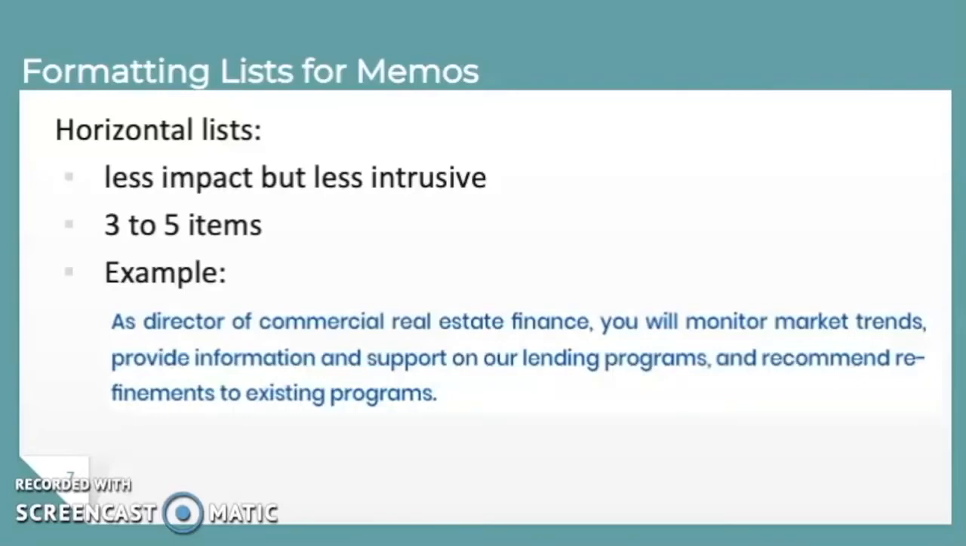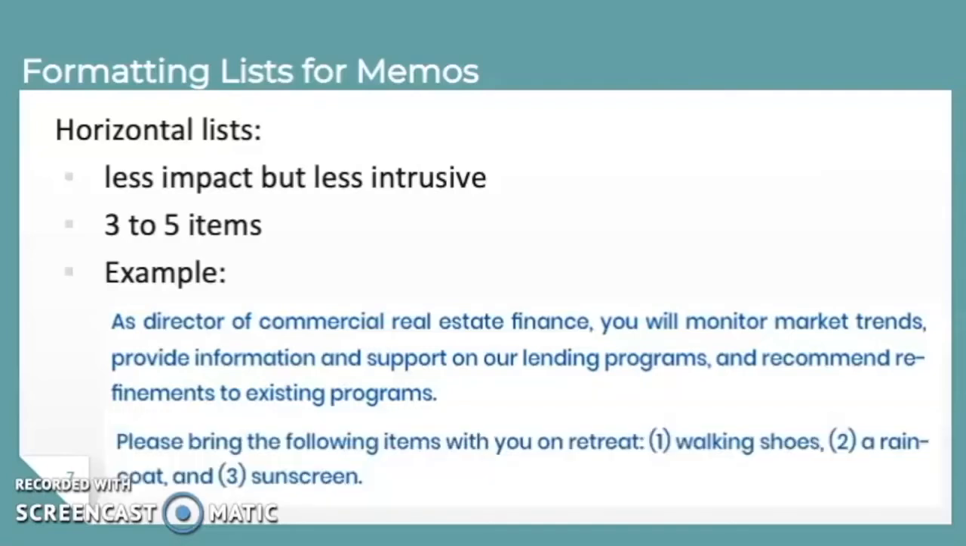It says, as Director of Commercial Real Estate Finance, you will monitor market trends, provide information and support on our lending programs, and recommend refinements to existing programs. There's 3 there. Another way that you can do these kinds of horizontal lists to make it more obvious what the items are, you can number them like this. Please bring the following items with you on retreat: 1, walking shoes; 2, a raincoat; and 3, sunscreen.